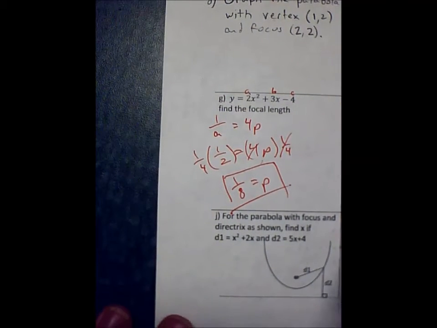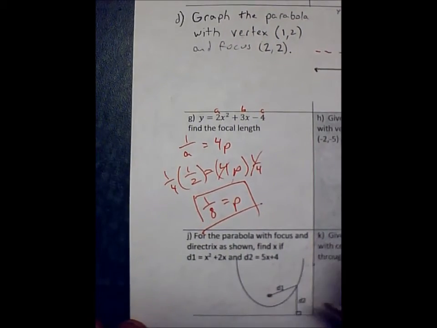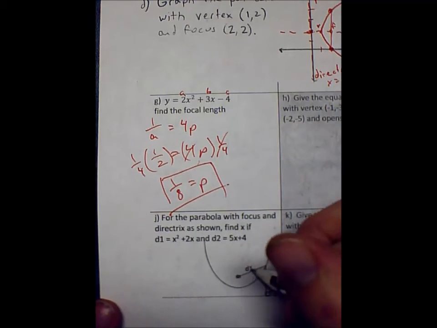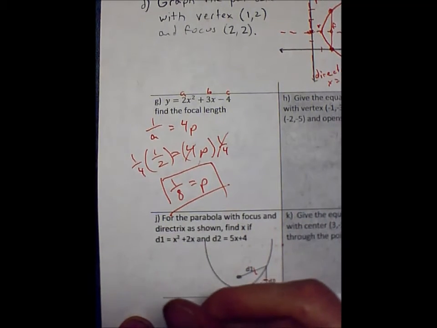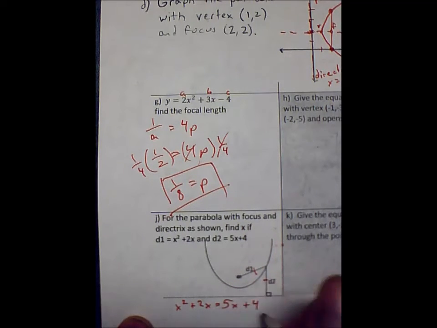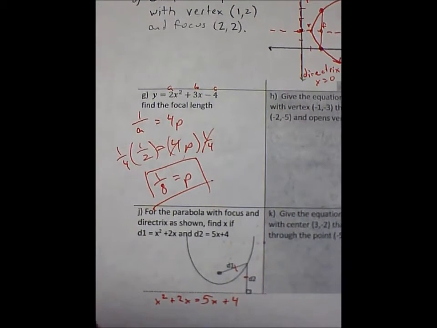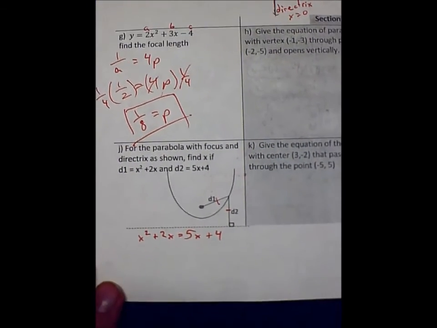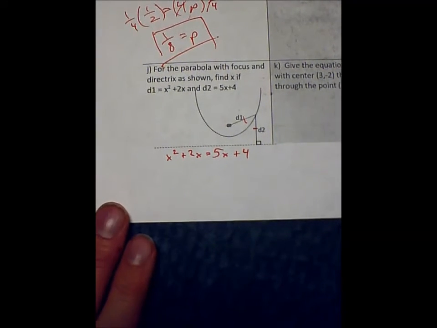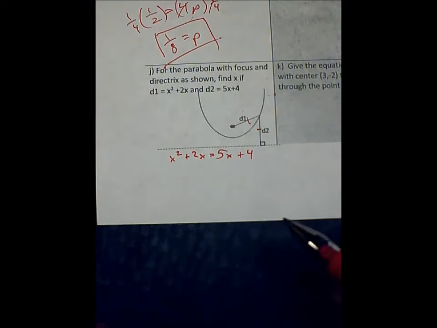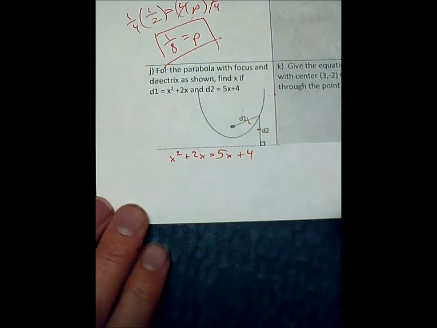Okay. So for a parabola, what we know is that this distance should equal that distance. So distance 1 equals distance 2. So x squared plus 2x equals 5x plus 4. Now, this is a quadratic equation. So to solve this quadratic equation, we can do a couple of things, but one of them is to set it equal to 0 and try to factor it. That's what I'm going to do.